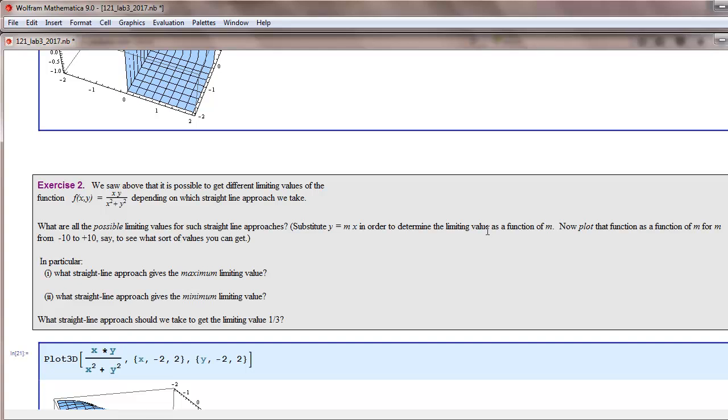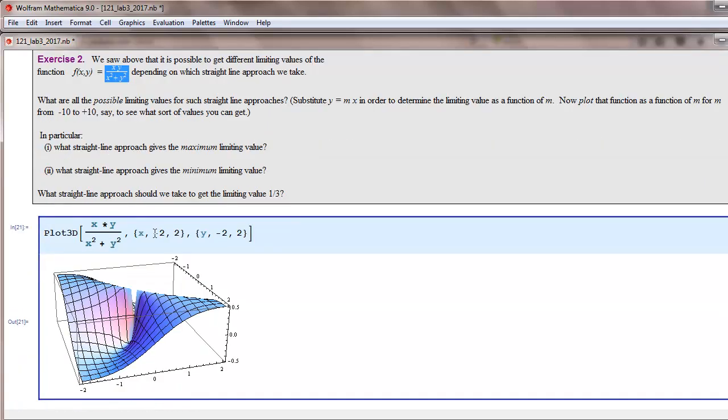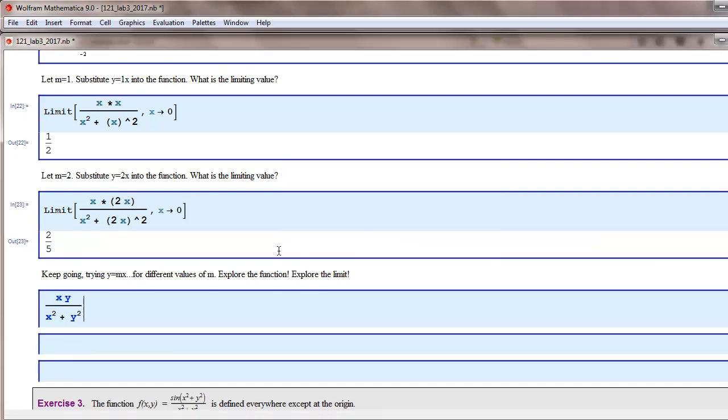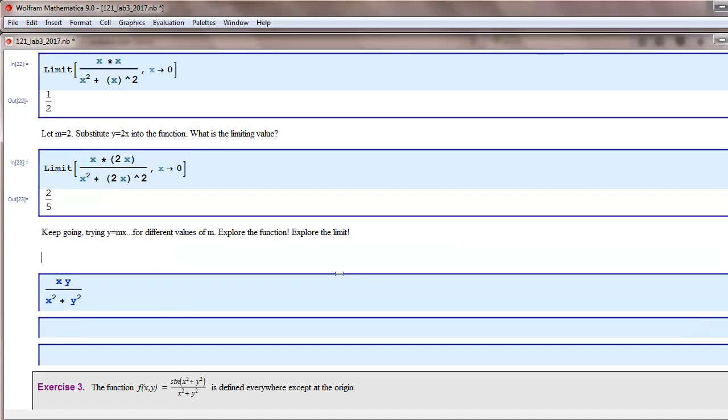Now plot that function as a function of m from -10 to 10 and see what kinds of values you get. All right, so let's just copy paste this down below so we have our eyes on that function. So here's our function we're working with. And we want to substitute y equals mx into f(x,y).